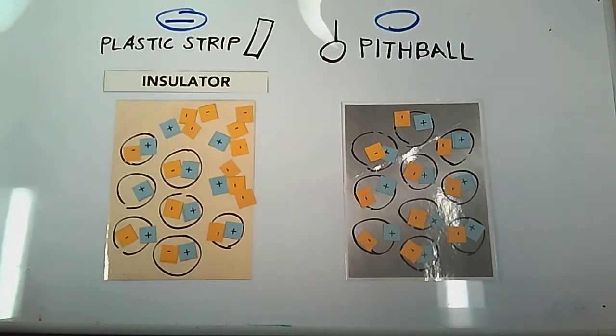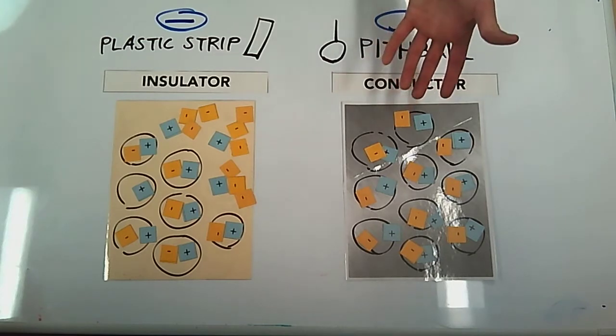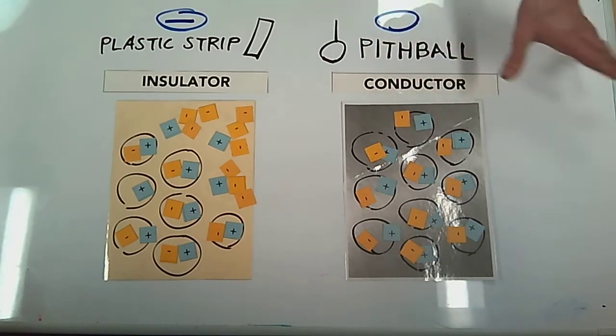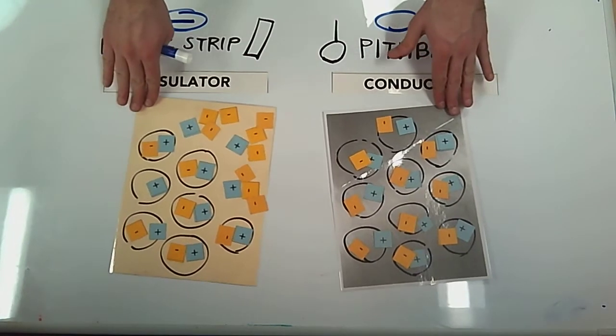All right, so then we have our neutral pithball, and this is a conductor, which means that electrons can move freely. It's also neutral, which means that I have the exact same amount of protons as electrons, so 10 protons, 10 electrons in my model. And now let's see what happens when my objects touch.